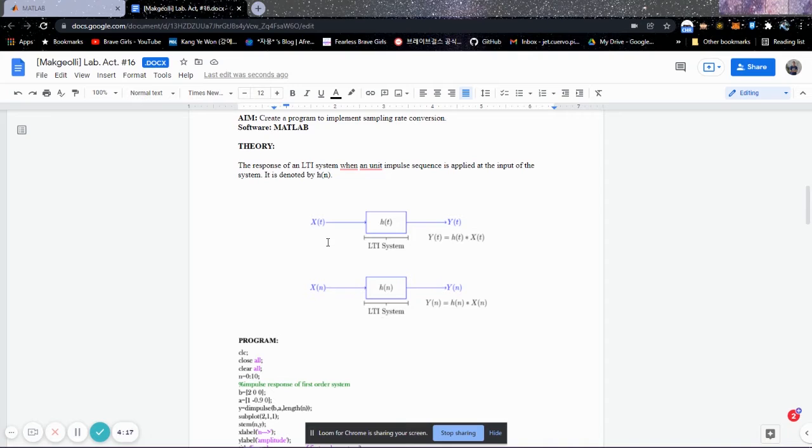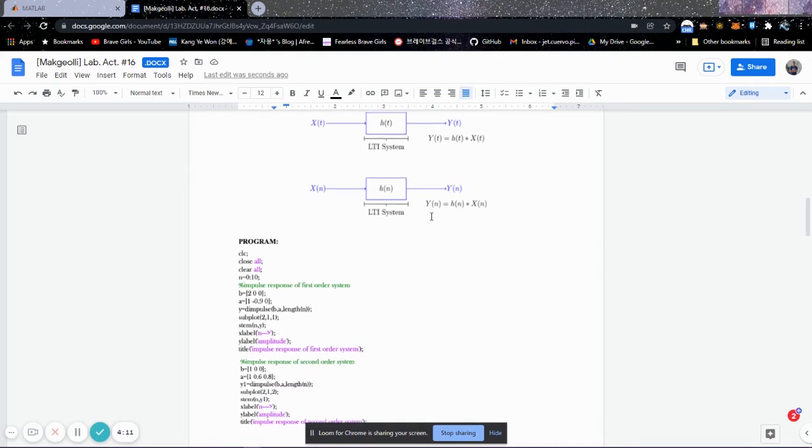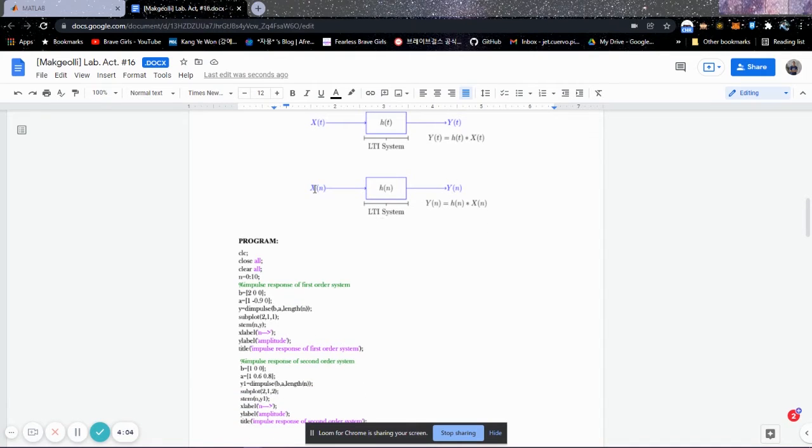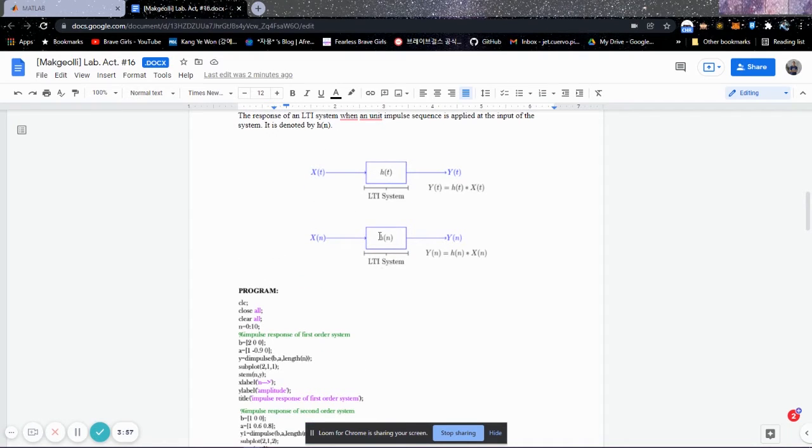The given signal is the x of t, the LTI system is the h of t, and the output is the y of t. For the formula, it is the multiplication. And another thing, in discrete time, it is the x of n if there's the given time n, the LTI system has the h of n, and the output would be y of n. Almost the same as the previous diagram.